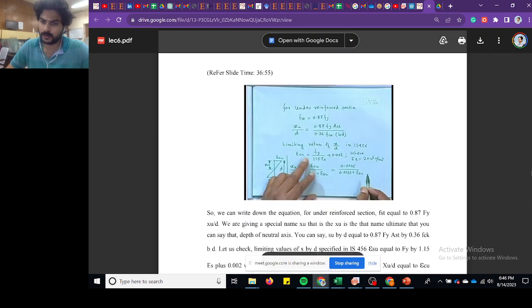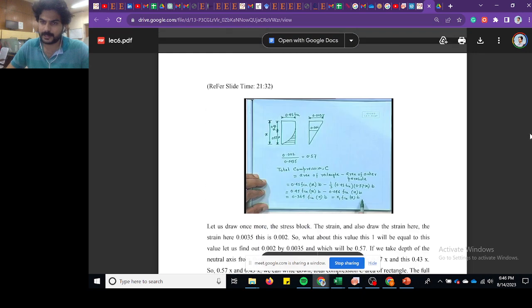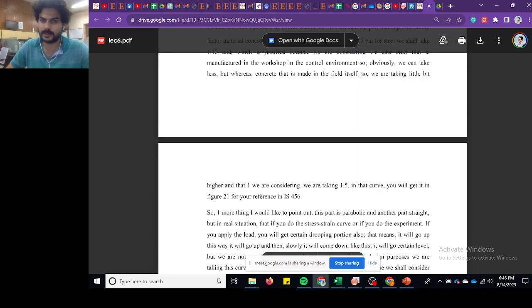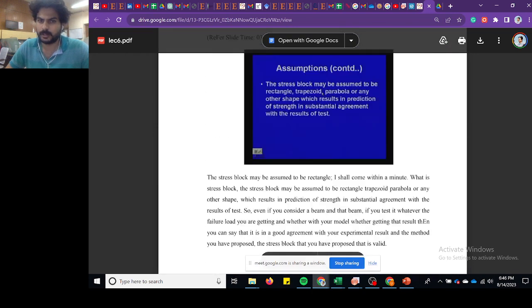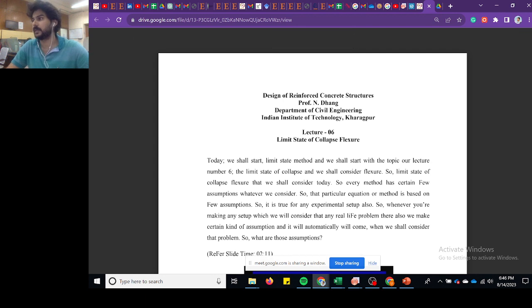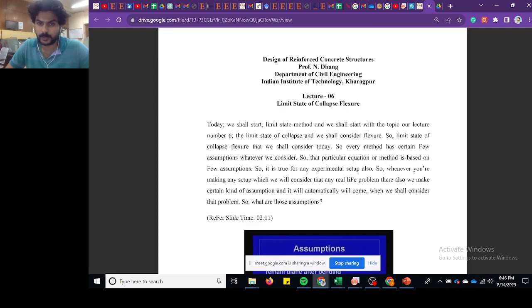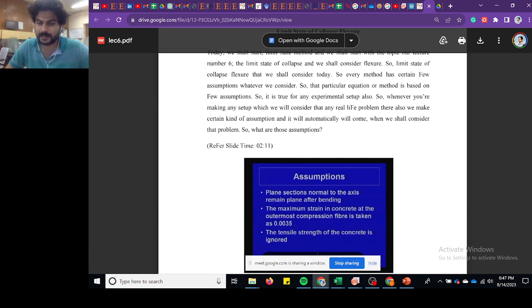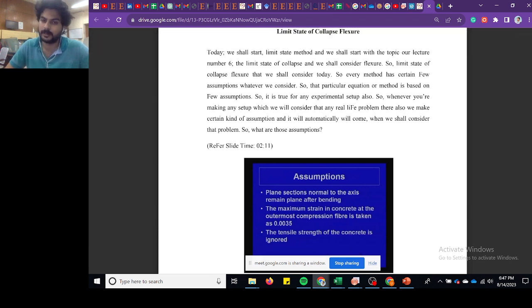Maybe we can start the limit state in the next lecture. Now we can just discuss in a general way what the advantages of the limit state over the working stress method are. To know more about the limit state method, we will not go into the technical stuff now. I will explain in the next class, and then we'll solve questions and problems regarding the limit state method.